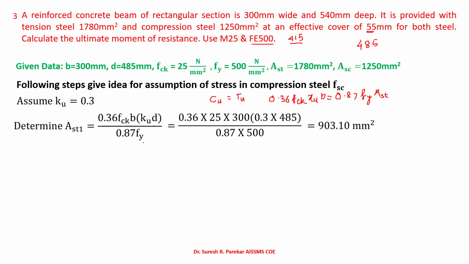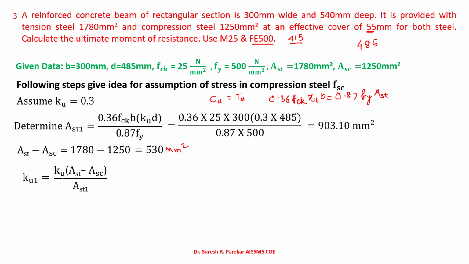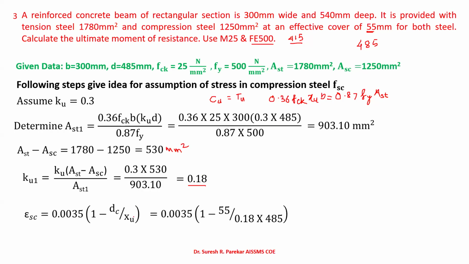Knowing the value of AST1, we will find AST minus ASC, and this will give us a value of 530 mm square. Now we will find KU1 from this, and KU1 comes 0.18 by substituting all these values. Now from this we will get the epsilon SC value, 0.00129. Actually this value we do not have in the table. Our table starts at 0.00174, and for that the value given is 347.